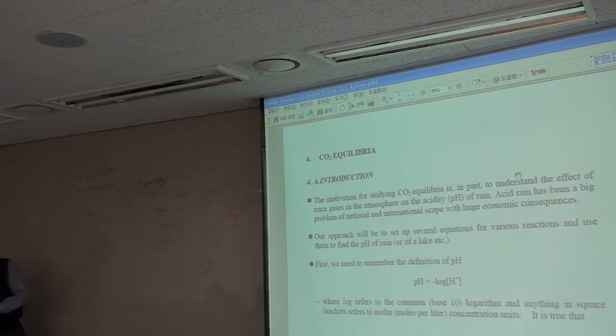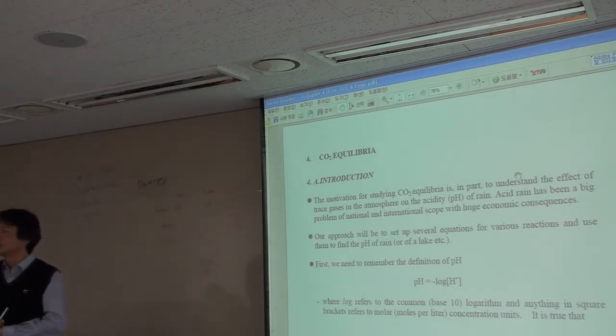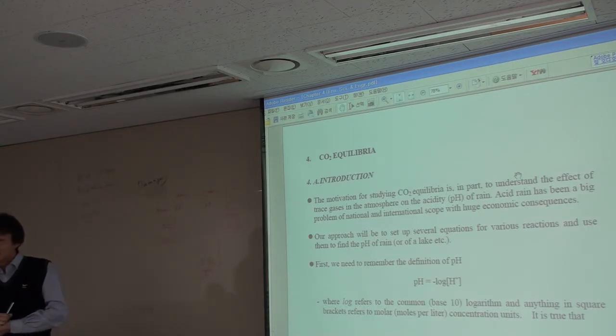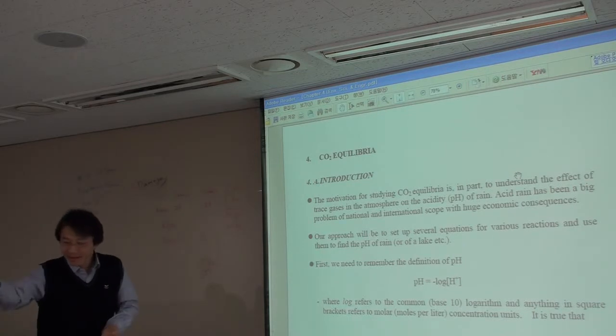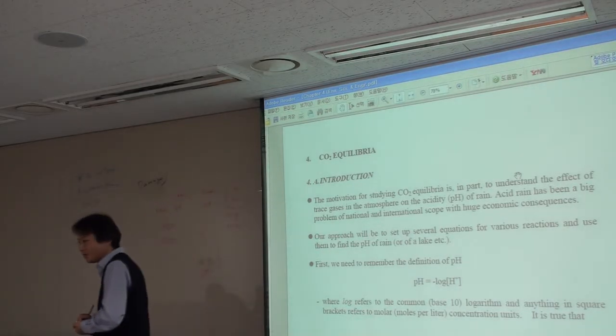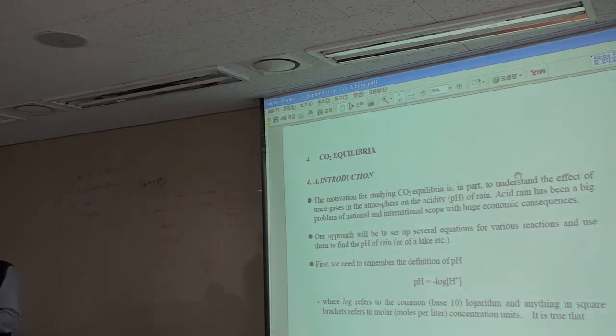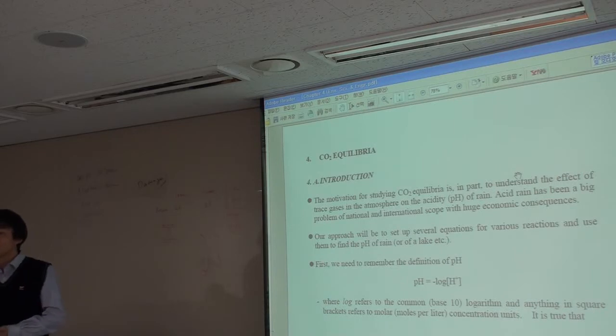I'd like to move to another interesting, I cannot say interesting, environmental problem. Well, actually, this is not the environmental problem. But think about that. Is it? I just asked Junte, what is the pH of the rainwater, pure rainwater? He said it's around 5 point something. That's right.